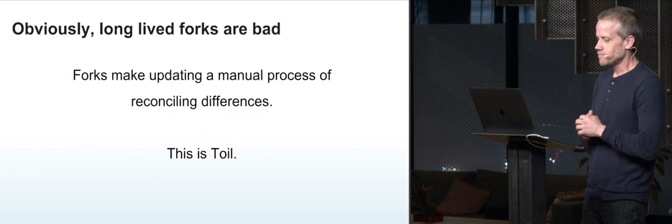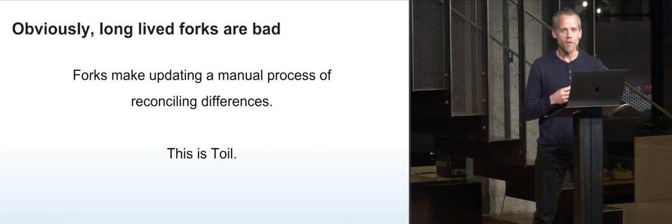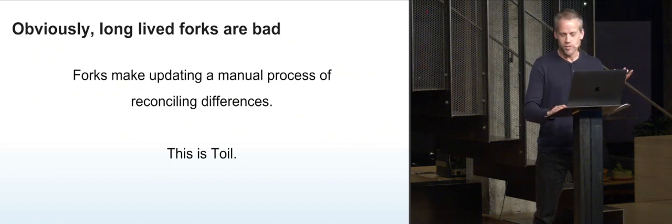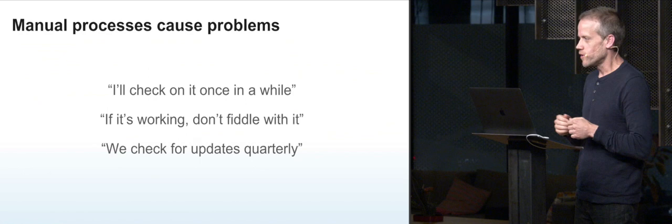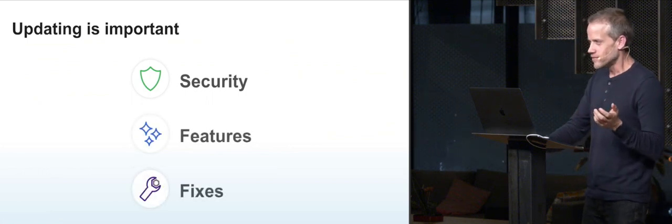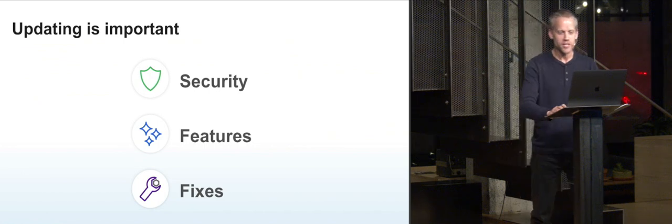Long-lived forks are bad because they make a manual process. You have to go update them. You have to go reconcile all those differences in, and it's just by definition, it's toil. It's hard work. Manual, it causes problems. Things that we hear from people are, yeah, I had to fork that, I'll update it once in a while. Or, we'll check for updates on a regular set schedule, or like, why? It's working, I don't need to go change it, I don't need to update it. I think everybody here knows updating is important. It's how we get security updates, it's how we get features, it's how we get fixes into the application.